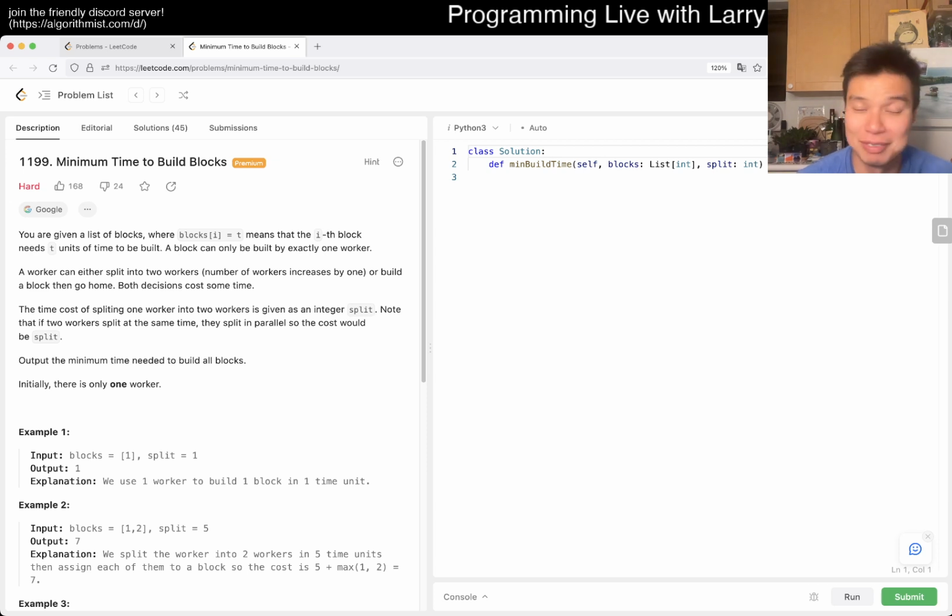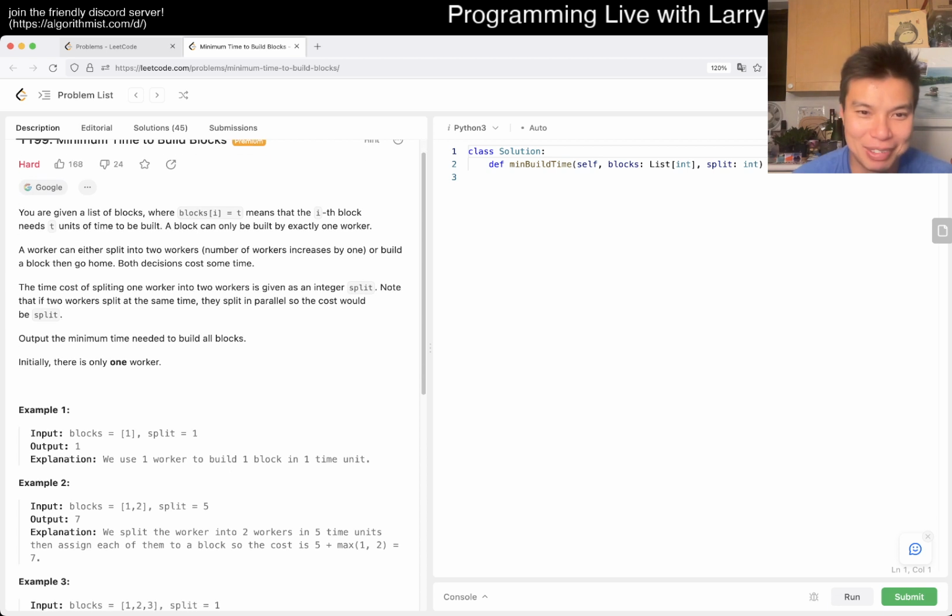Okay. Still, to be honest, not understanding this, but maybe my brain is just a little bit slow. The time cost of splitting one worker into two workers is given as split. Note that if two workers split at the same time, they split in parallel, so the cost would be split. Okay, so we are given that as an input. Output the minimum time needed to build all blocks. Initially, there is only one worker.